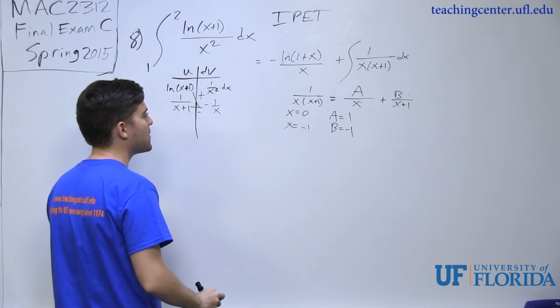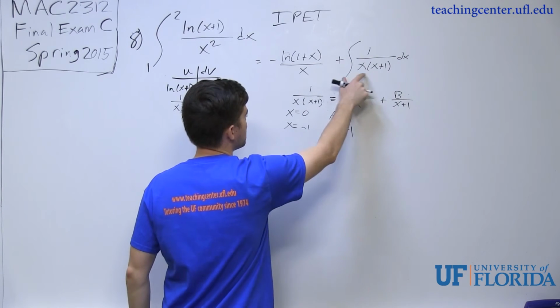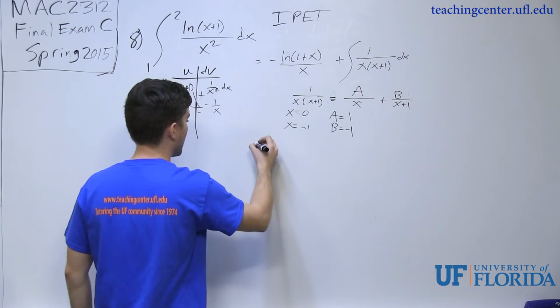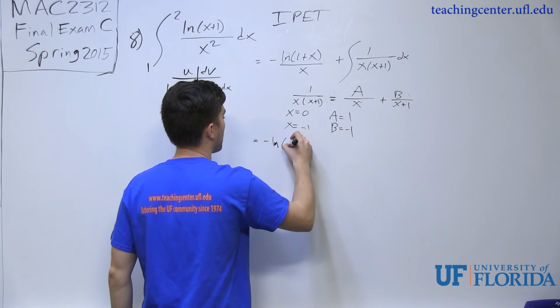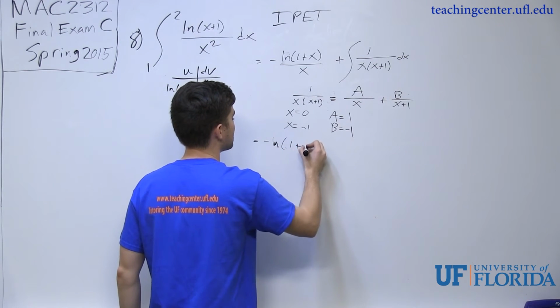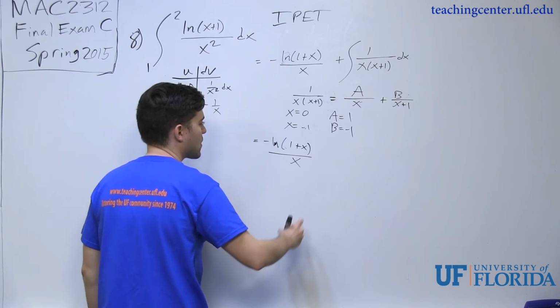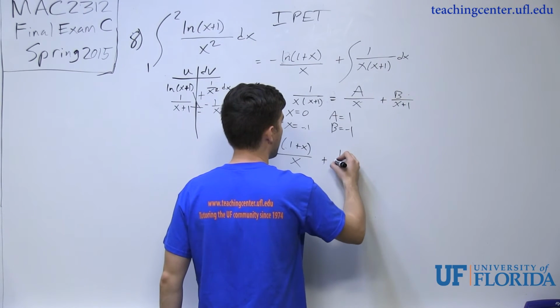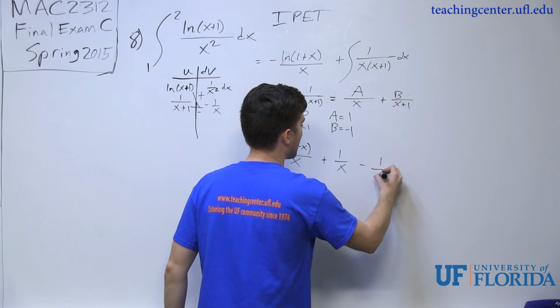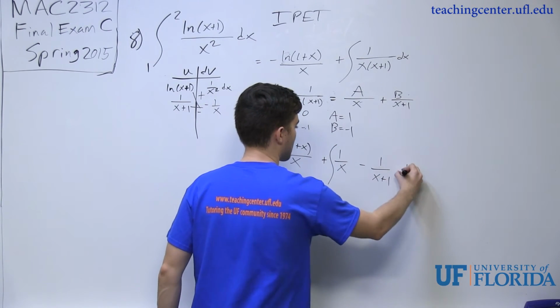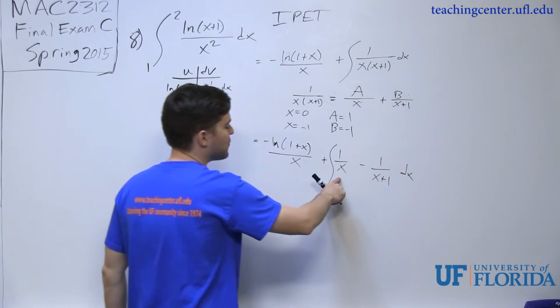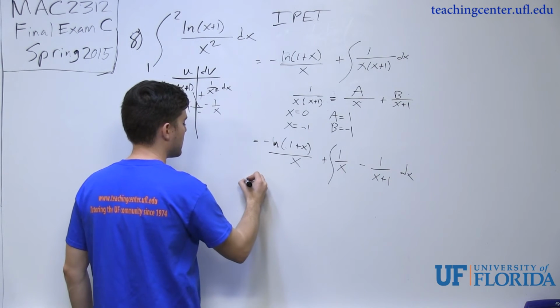So now that I know what a and b are, I can go ahead and rewrite this integral now separated. So this is going to be equal to negative natural log of 1 plus x over x plus 1 over x minus 1 over x plus 1. And I still need to integrate both of these terms, but I can go ahead and do that. These are pretty straightforward to integrate.